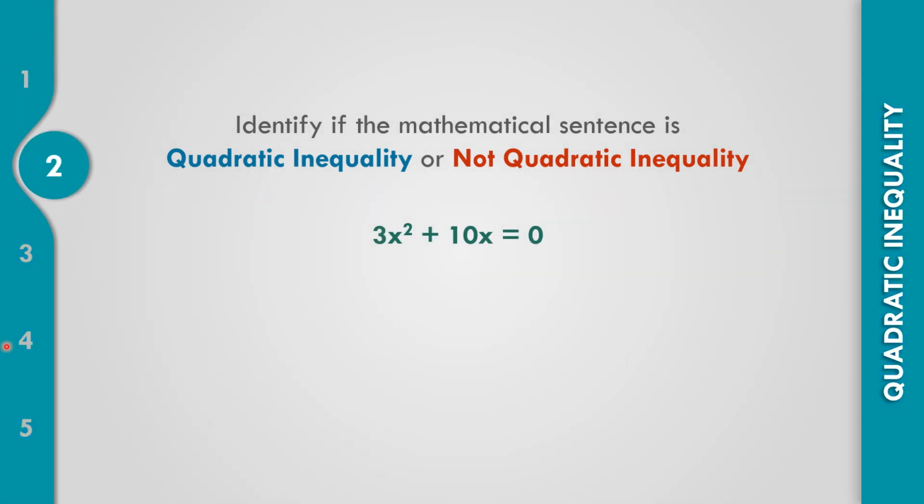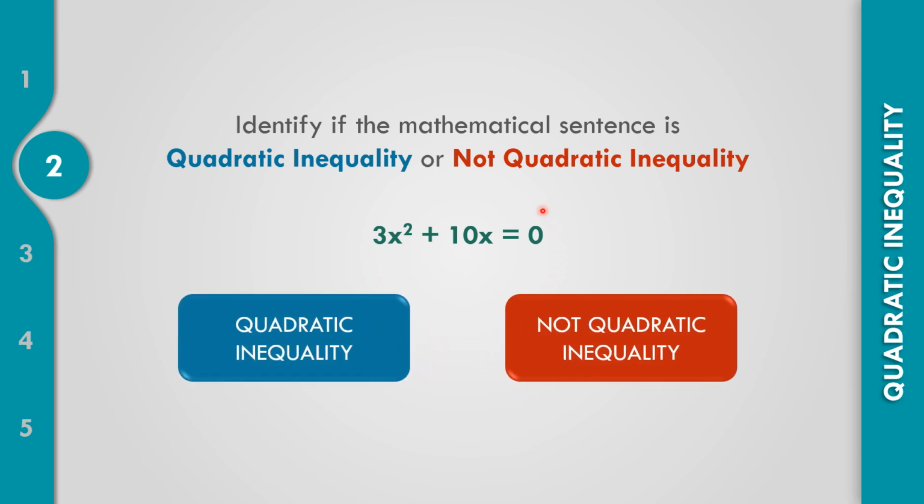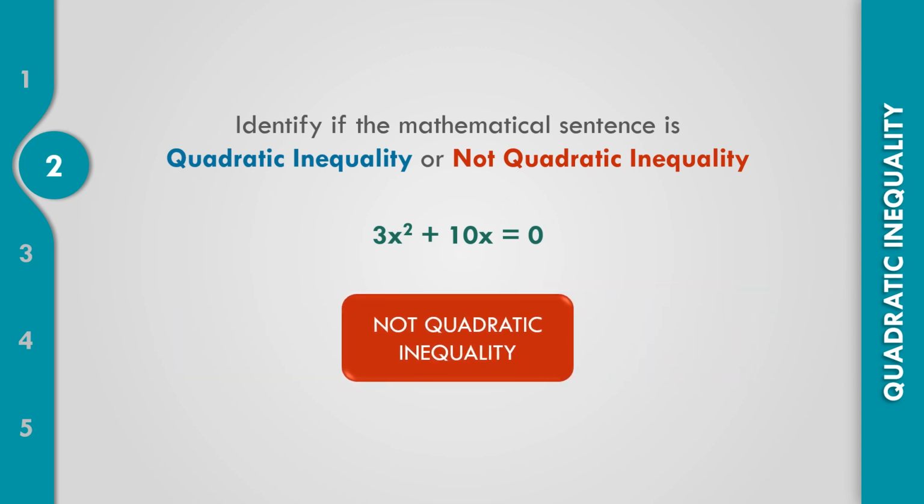Let us proceed to example number 2. 3x squared plus 10x equals 0. The highest degree is 2. But then, let us see if there is a symbol of greater than or equal, or less than or equal. As you can see, the only symbol is equal. So, it means this example is not a quadratic inequality.